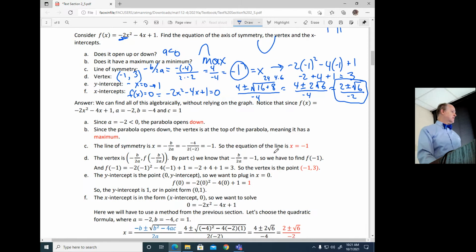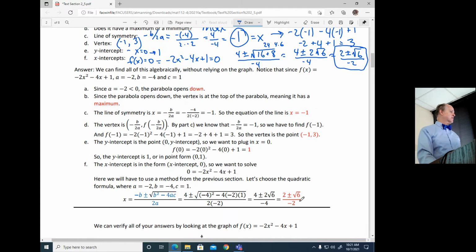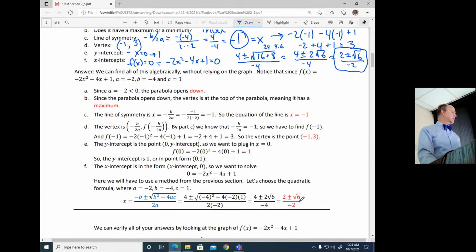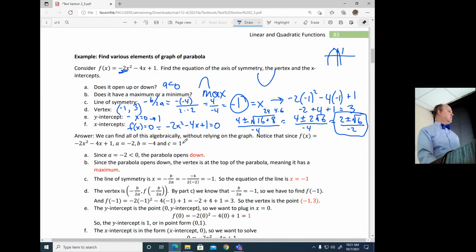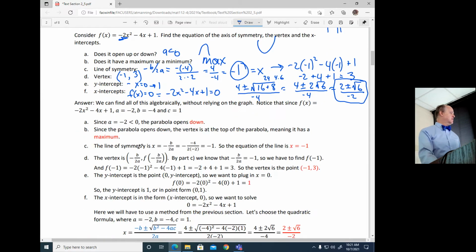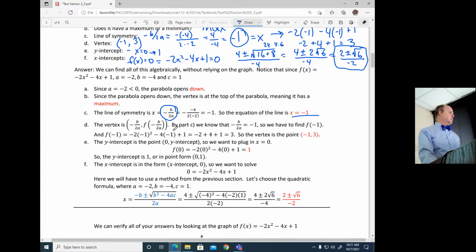See if they got the same answer. Yes, they did: 2 plus or minus square root of 6 over negative 2. So they did all the work for us later on, just to check, did we do it right? Yep, it opens down. Since it opens down, it has a maximum. X equals negative 1 is the vertex, just by solving negative b over 2a, and then plugging in negative 1 to find f of negative 1 gives me that point for my vertex.